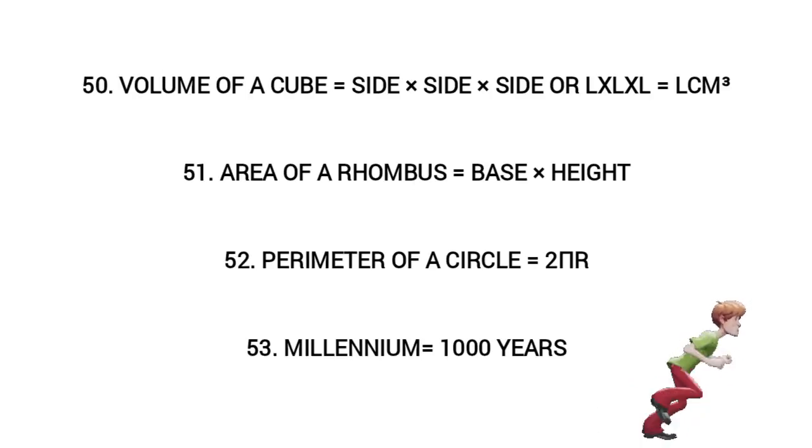Then volume of a cube is side times side times side, that is L times L times L. Then we have area of a rhombus equals base times height. Perimeter of a circle is 2 pi r or pi d, and a millennium is 1,000 years. All these are very important.